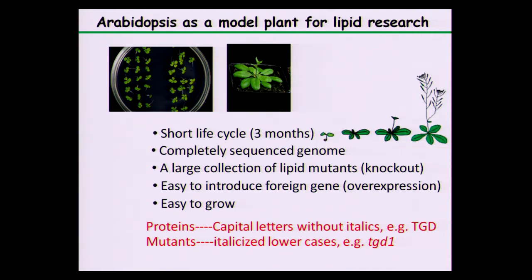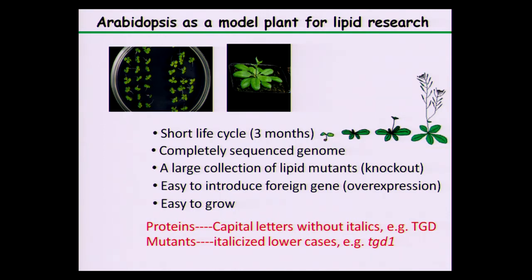Some of the mutants are called knockouts because the whole gene is removed or disrupted. Or we have point mutations, for example, a single nucleotide mutation which disrupts the gene function, and a lot of other mutants as well. This plant is also very easy to introduce a foreign gene into. In other words, it's very easy to do genetic transformation. You can dip the flower in a solution, and very rapidly and simply, you can introduce the foreign gene. We can do overexpression, for example.